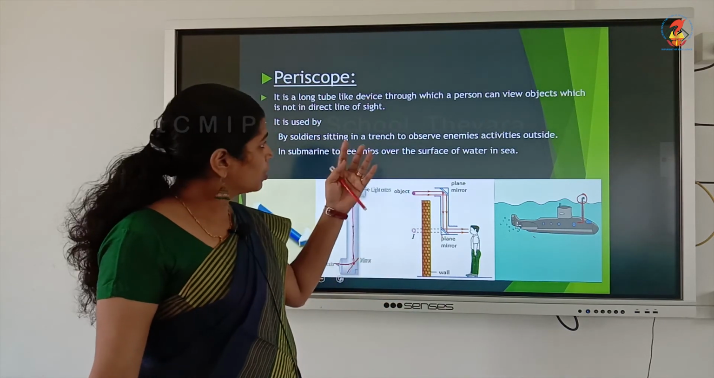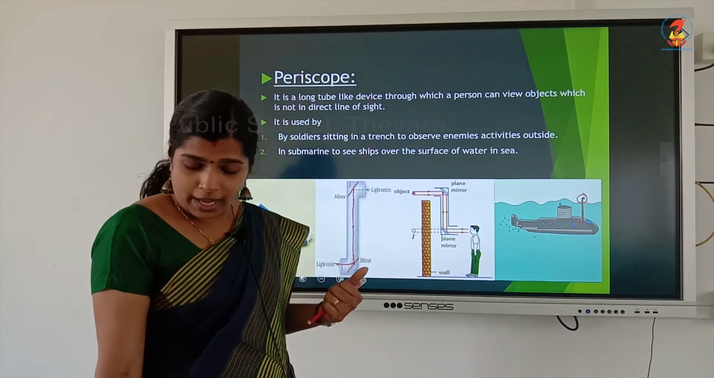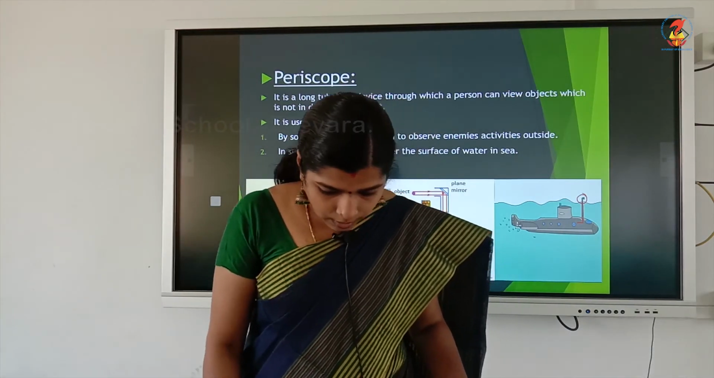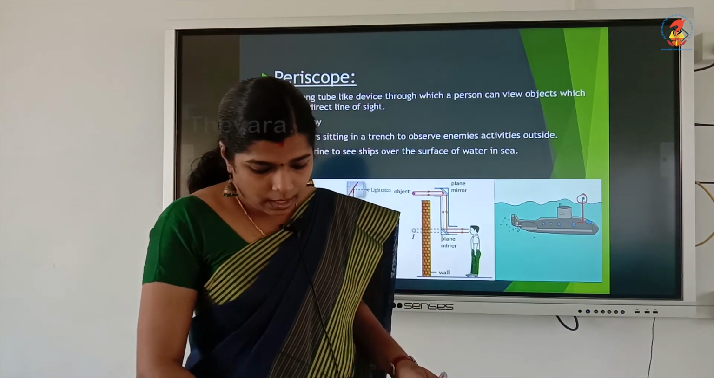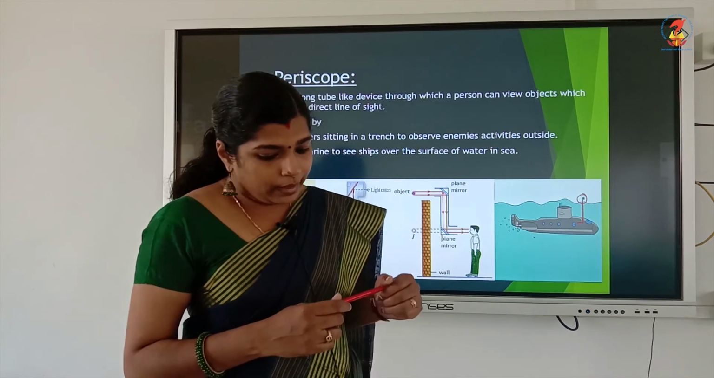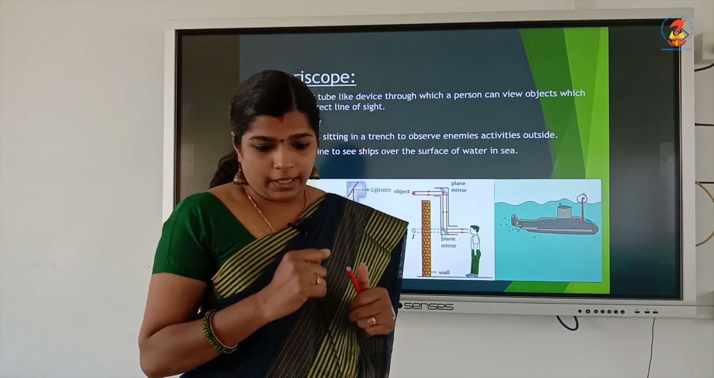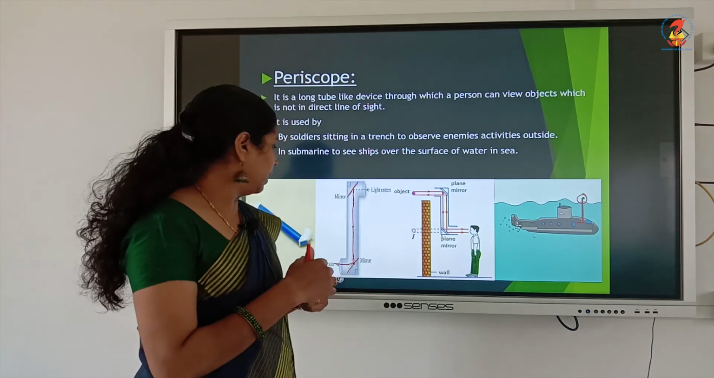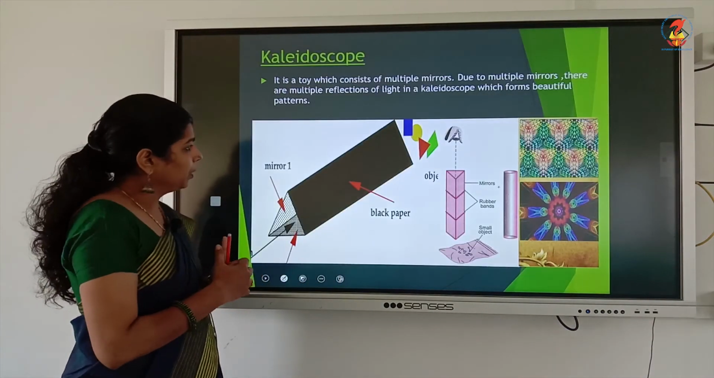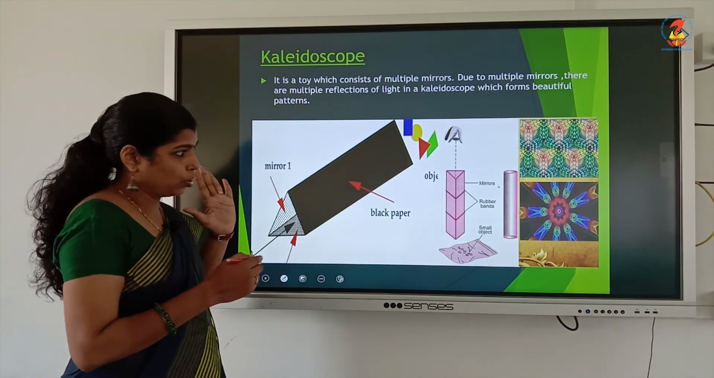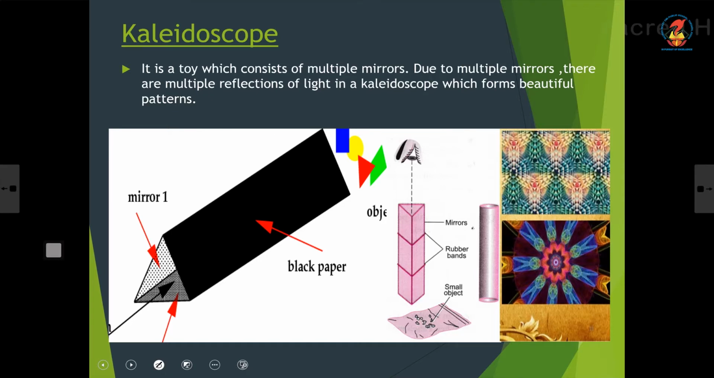Okay. So, here also multiple reflection will take place. Then next one is the kaleidoscope. In a kaleidoscope, three mirrors are there. They are inclined at an angle of 60 degrees. So, this one is a kaleidoscope. Three mirrors will be there, inclined at an angle of 60 degrees.